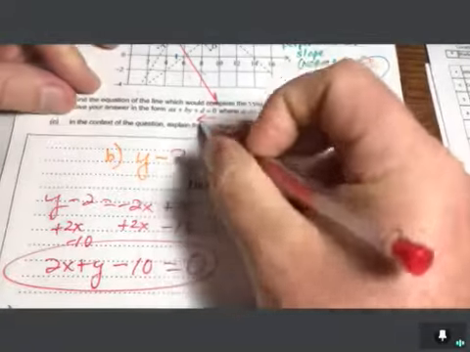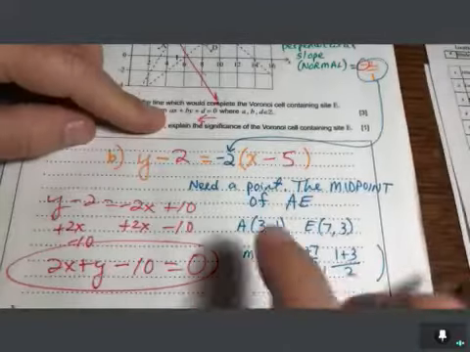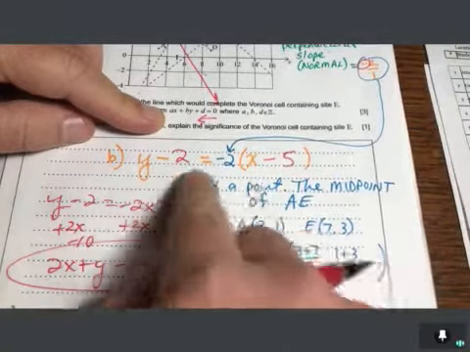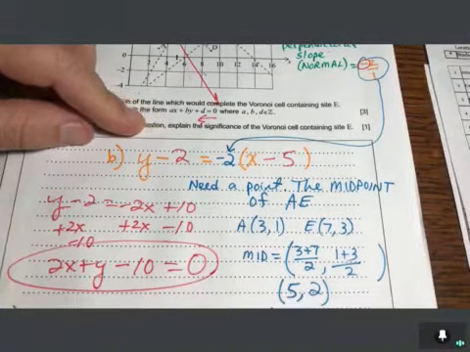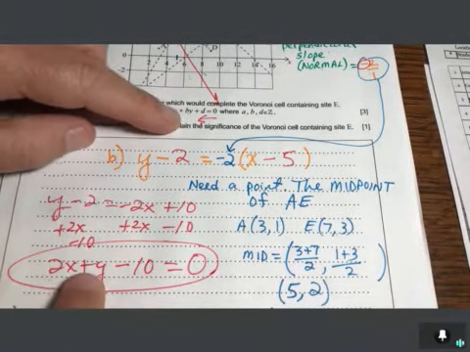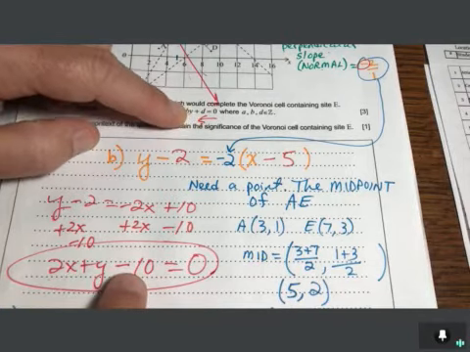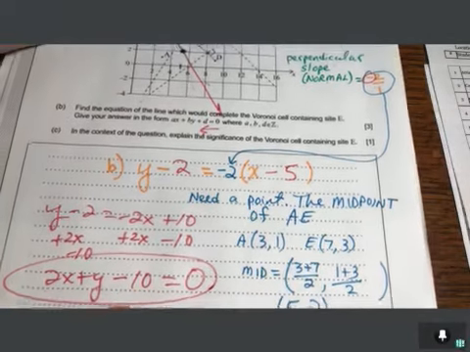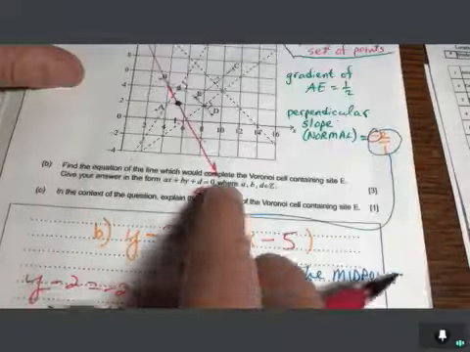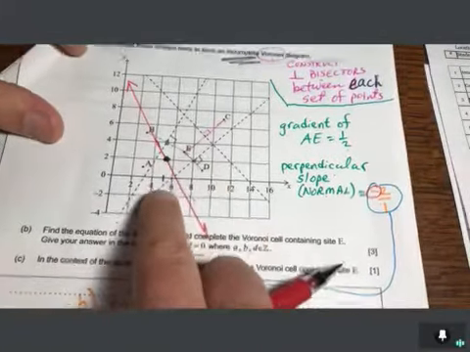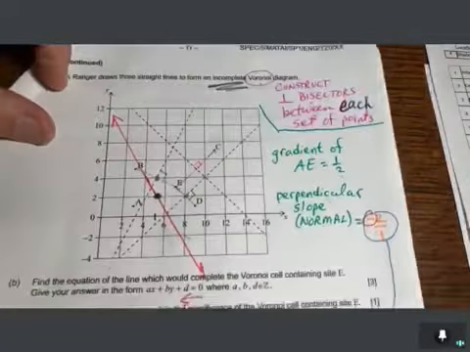So why do they want it in this format? I don't know. We're used to seeing it in slope-intercept form. But I went ahead and used this formula, and then I just moved the pieces around. So we have the 2 here, the b value would be 1, and the d value, or the constant, would be a negative 10. So in other words, this is the perpendicular bisector of AE. That completes the Voronoi diagram.